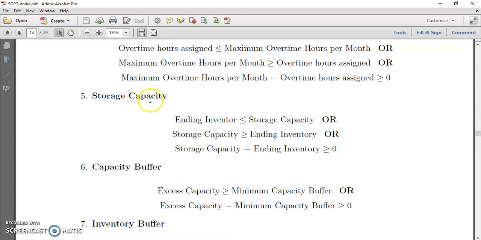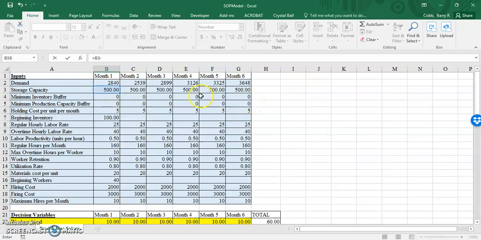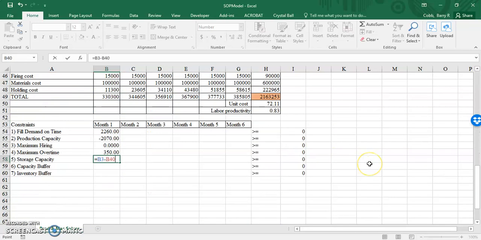The storage capacity constraint dictates that ending inventory is less than or equal to storage capacity. We could also write that as storage capacity is greater than or equal to ending inventory. But to make the statement that is greater than or equal to 0, we take storage capacity, subtract ending inventory, and enter a constraint that that's greater than or equal to 0. Storage capacity minus ending inventory. Again, the negative sign means that with the starting values, the constraint is not currently met, but this will change when we use Solver.